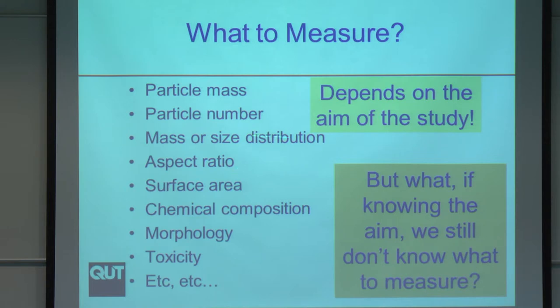For example, there's a big discussion in relation to health effects, whether particle number is a good measure or perhaps surface area, because surface area is the contact area between the particle and lung epithelium. So surface area is perhaps a better parameter. But there are ways of measuring surface area, but it's nowhere near as straightforward as particle number. So there are big questions about this.